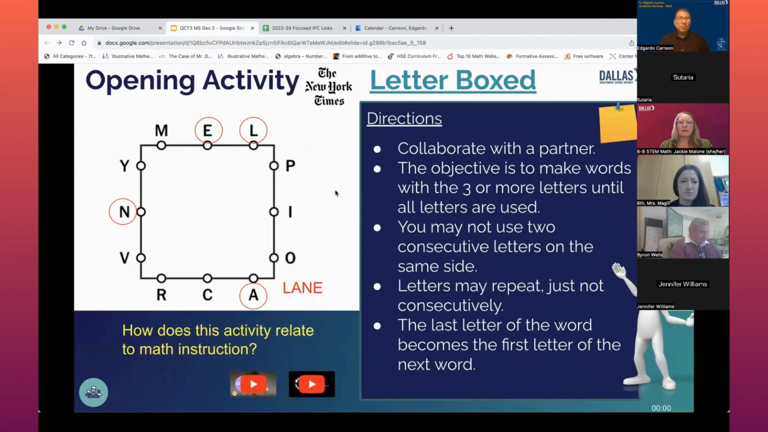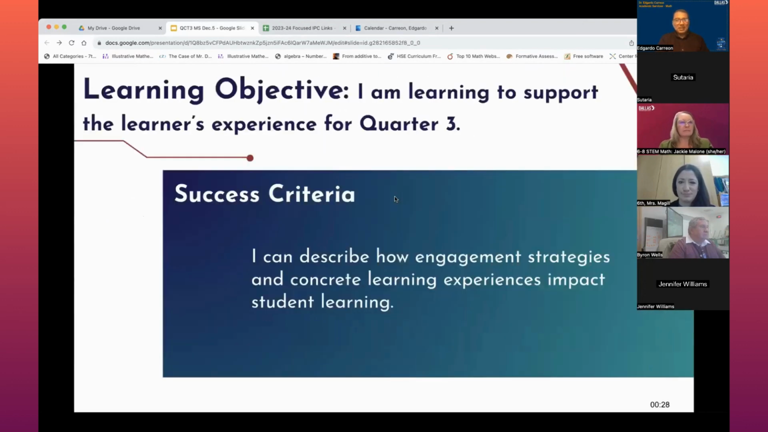Well, we hope that you enjoyed this opening activity just to get you going. We know that it's been a long day. We're going to try to make it fun, interesting, and engaging. Let's move on. The learning objective for this session is about learning how to support learners, okay, in terms of quarter 3. So the success criteria says, I can describe how engagement strategy and concrete learning experiences impact student learning.